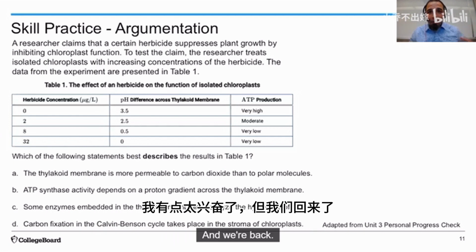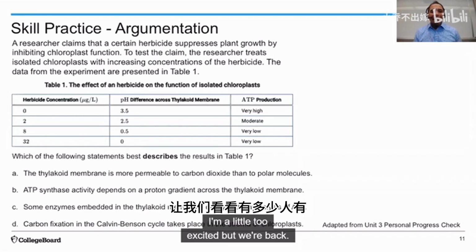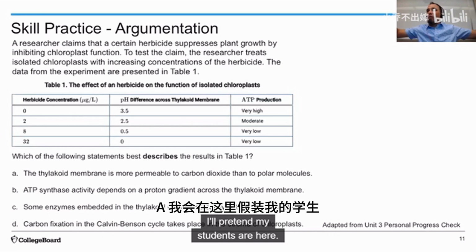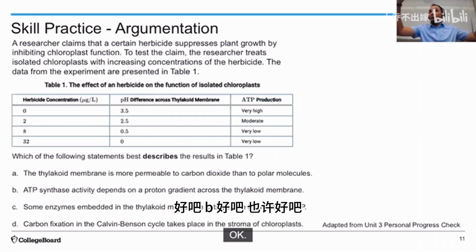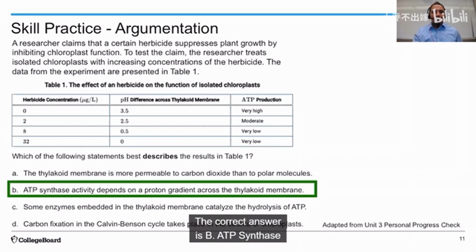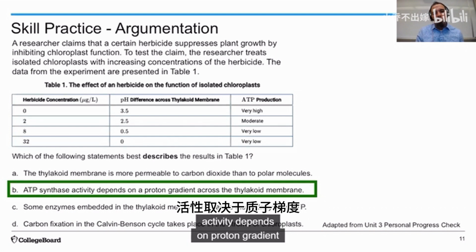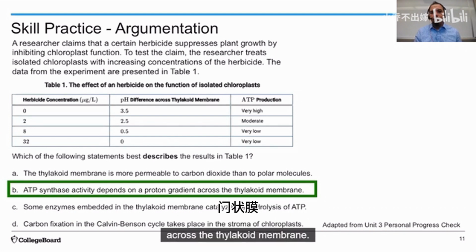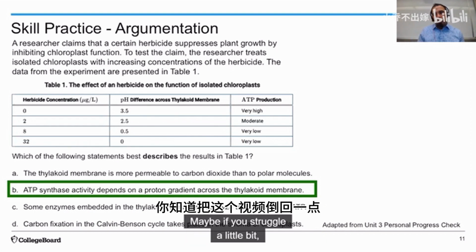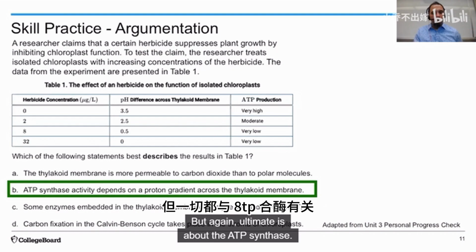And we're back. I'm a little too excited, but we're back. Let's see, how many had A? I'm in my classroom again by myself. A's, I'll pretend my students are here. B's, okay, maybe. C, a couple of you. D. The correct answer is B: ATP synthase activity depends on a proton gradient across the thylakoid membrane. Gold star, pat on the back, you got it right. Maybe if you struggled a little bit, rewind and back up this video a little. But ultimately, it's about the ATP synthase.